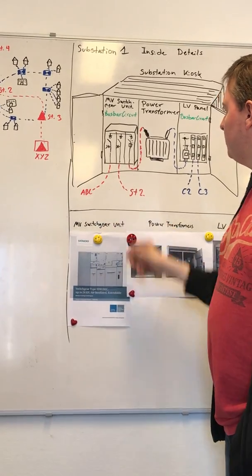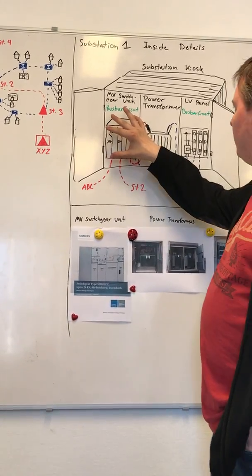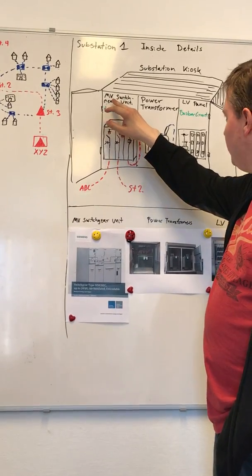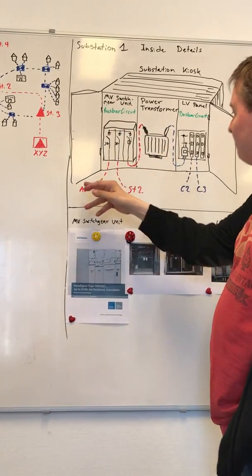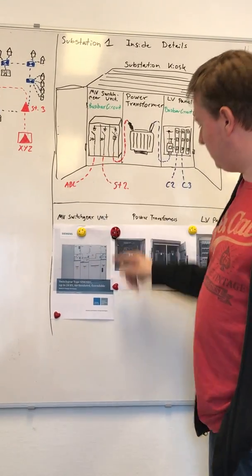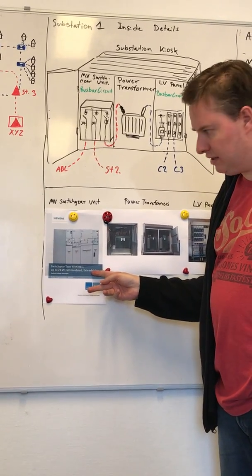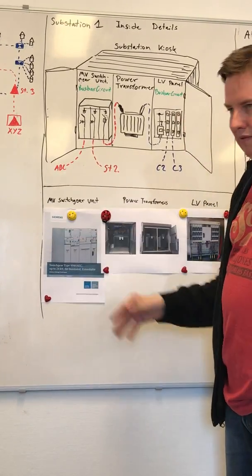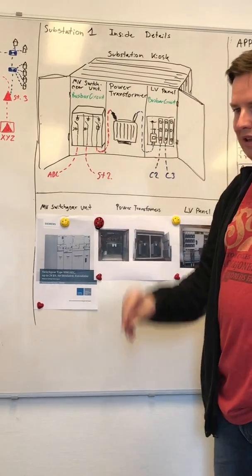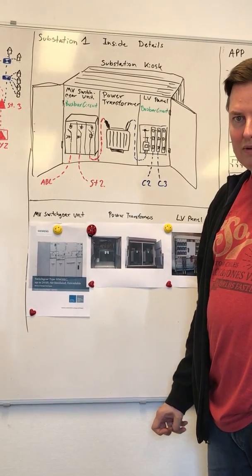So inside it we will have a piece of equipment in one compartment. We call it a medium voltage switchgear unit because it can handle the medium voltage. And you can see down here there's a picture of a real one. It looks something like this. This is one from Siemens, but you can get it from ABB, and there's a lot of makers.